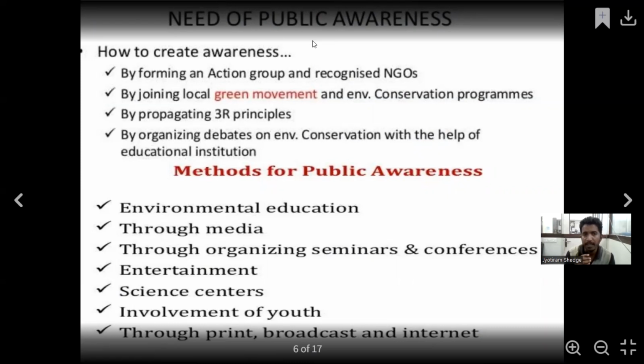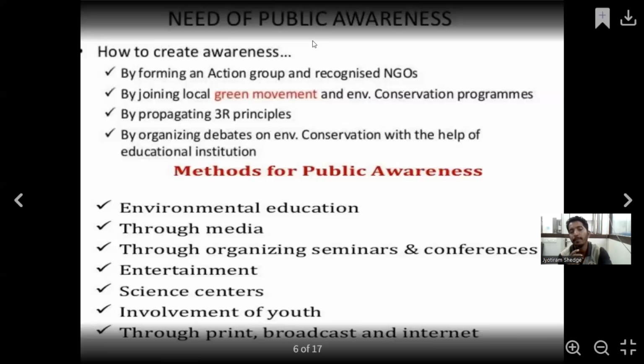What is the 3R principle, class? So the 3R principle is nothing but reduce, reuse, and recycle. So these are the 3R principles. As well as we can organize a local debate on an environmental conservation issue with the help of an educational institution. As well as there are various methods for public awareness, like environmental education through various media like Instagram, Facebook, Twitter, WhatsApp.